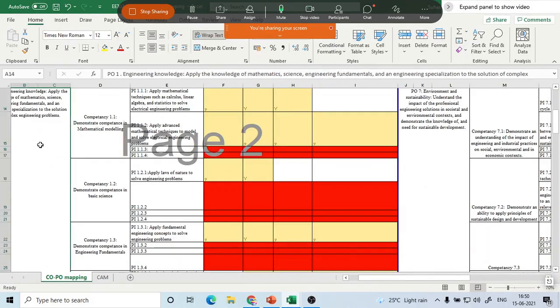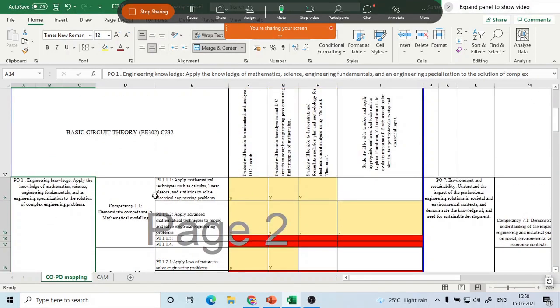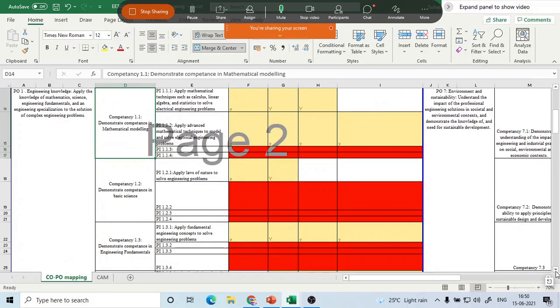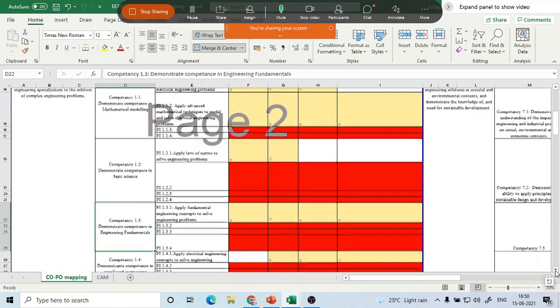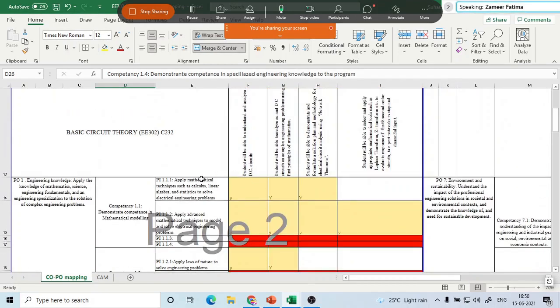Then this is my PO1. And this PO1 will have competency 1.1, demonstrate competency in mathematical modeling, which means that particular subject should have some mathematical content. Then demonstrate competency in basic science, then demonstrate competency in engineering fundamentals, and then demonstrate competency in specialized engineering knowledge of the program. So these are the competency levels. Now we look at the performance indicator. What is mathematical modeling? He should be able to apply that mathematical model. That is my first performance indicator.